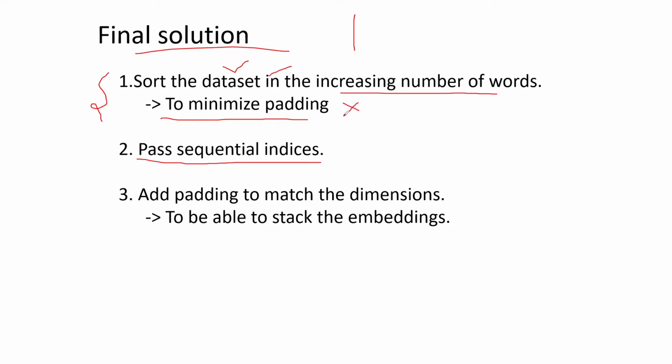So we are not going to use shuffle equal to true. We are going to pass sequential indices. And thirdly, we add the padding, which we saw last time, to be able to stack the embeddings. We will see what it means in the next slides.